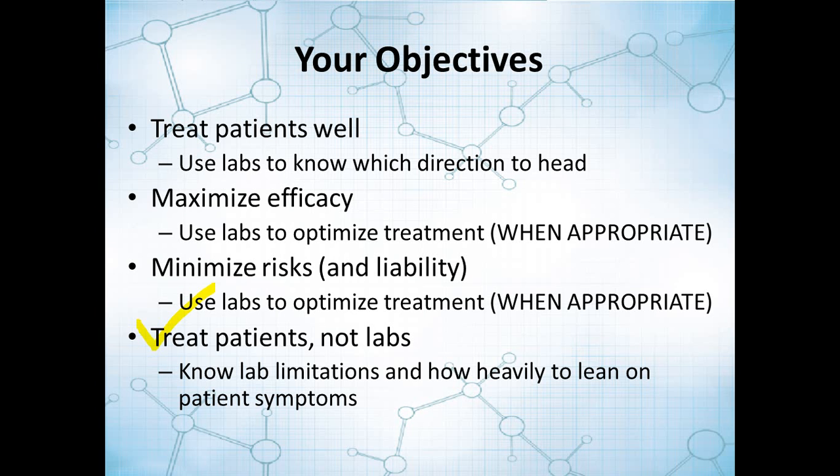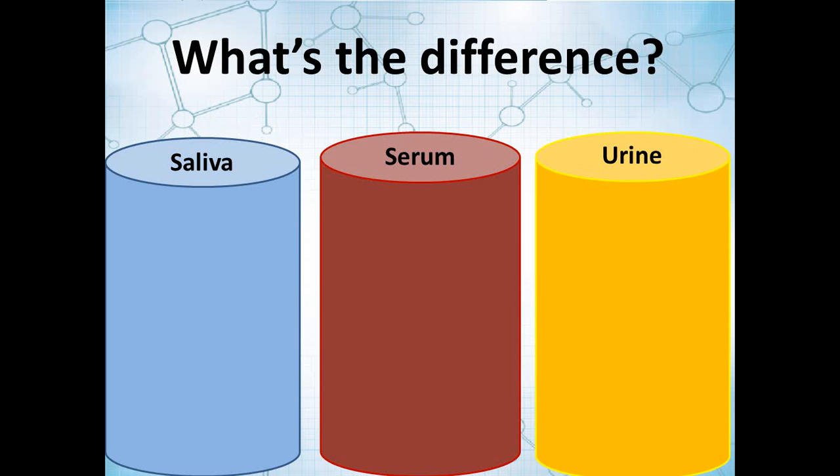And so we need to, especially though, know the limitations to know how heavily we can lean on the labs and how heavily we need to lean more on patient symptomatology and other factors in scenarios where the labs are a little bit trickier. So in terms of our options, you've got three mediums, of course, to test in: saliva, serum, or urine. What's the difference?